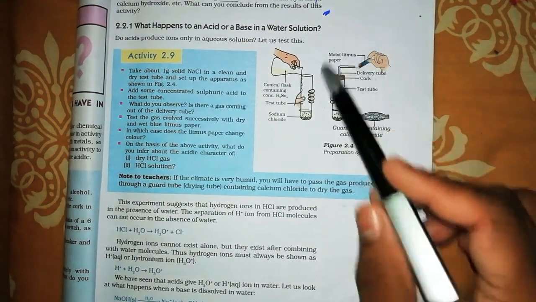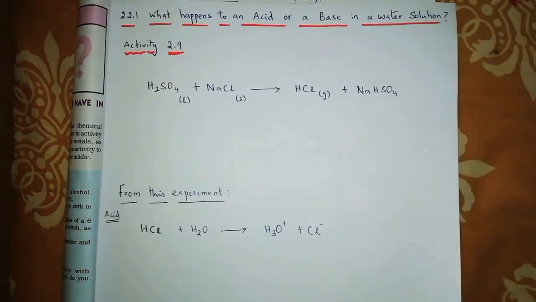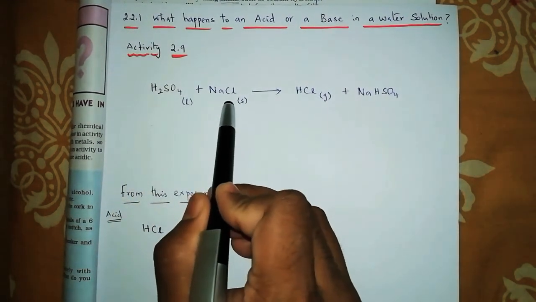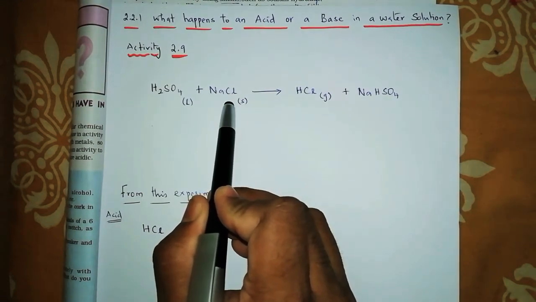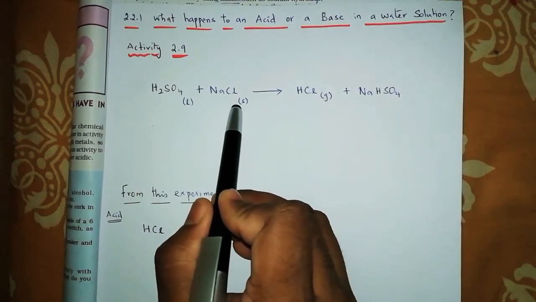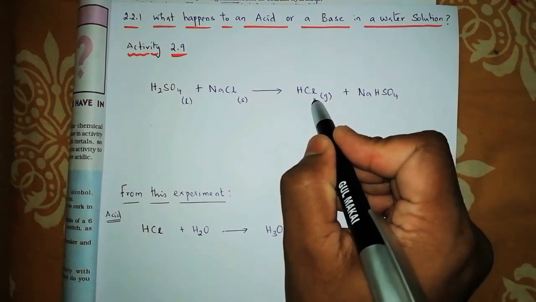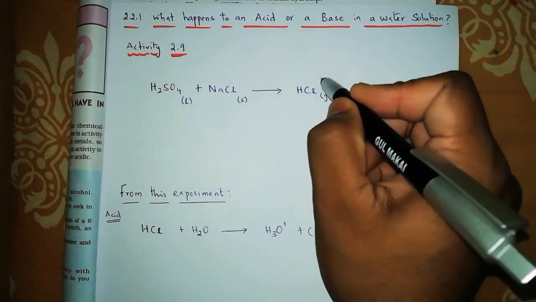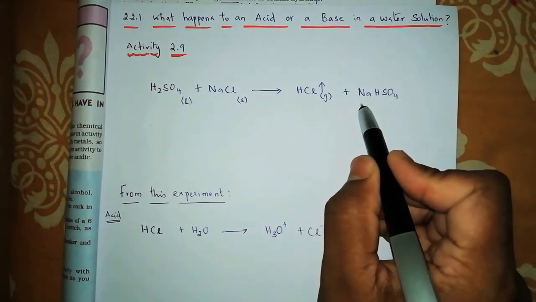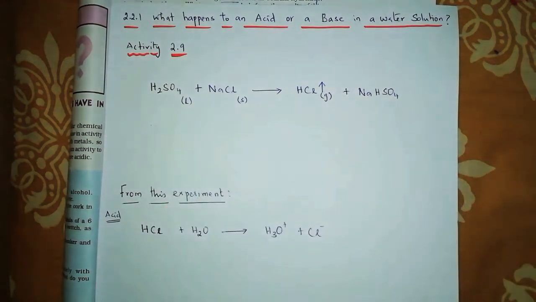So this is the activity. What does the activity talk about? We take concentrated sulfuric acid and pour it onto sodium chloride salt. What happens? We get hydrochloric acid, which comes out as a gas, and the salt formed here is sodium hydrogen sulfate. So you need to read the activity clearly.